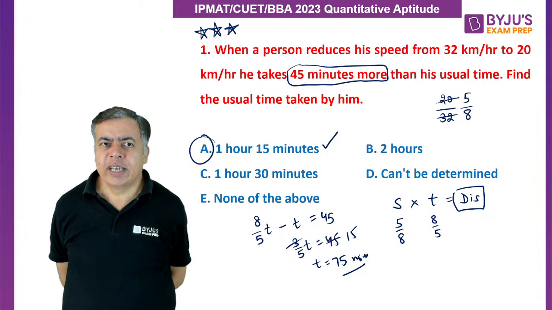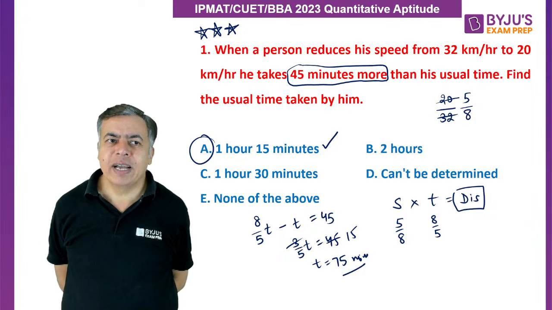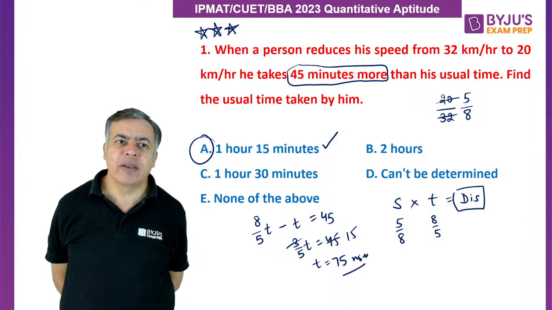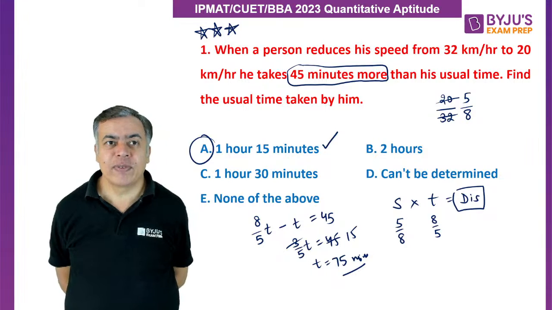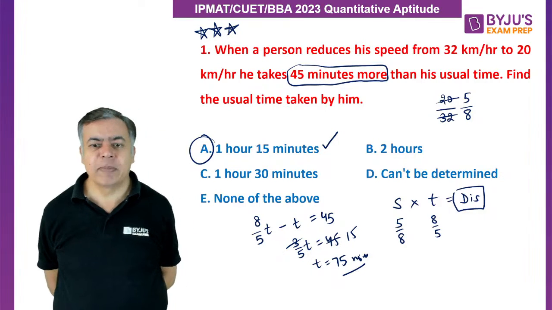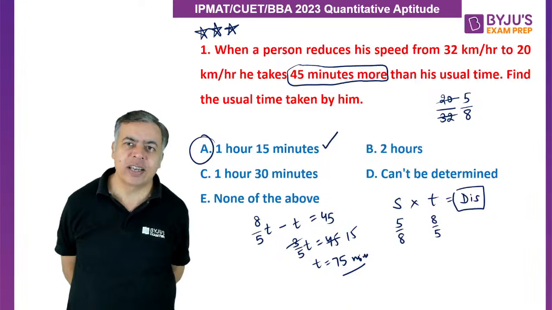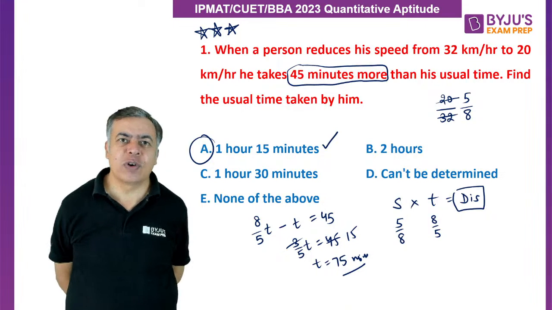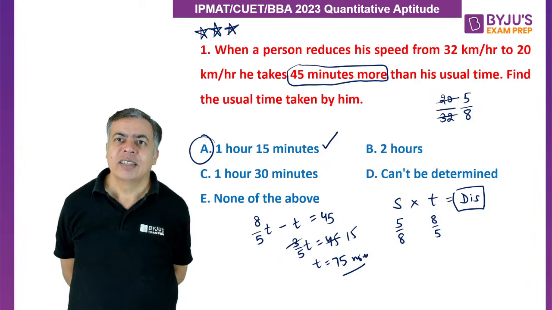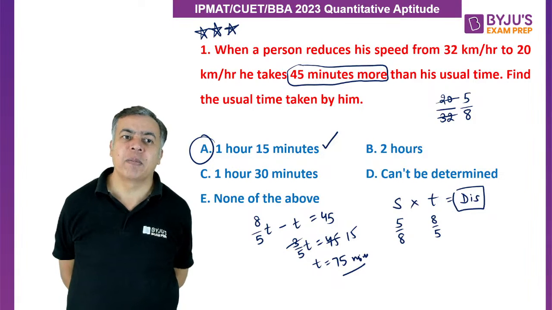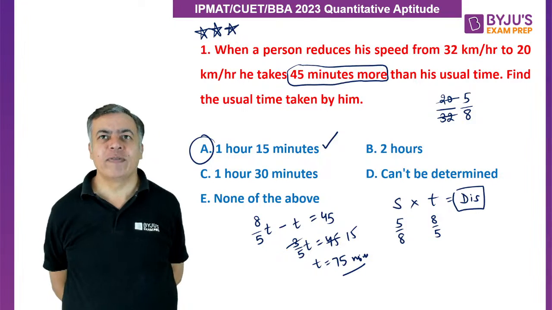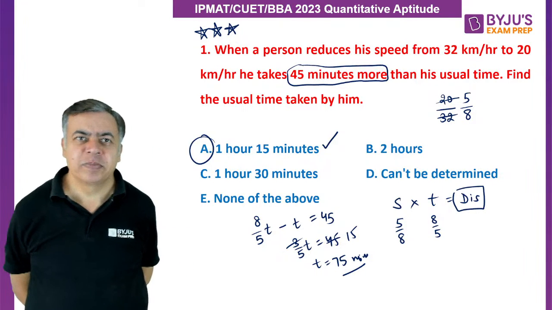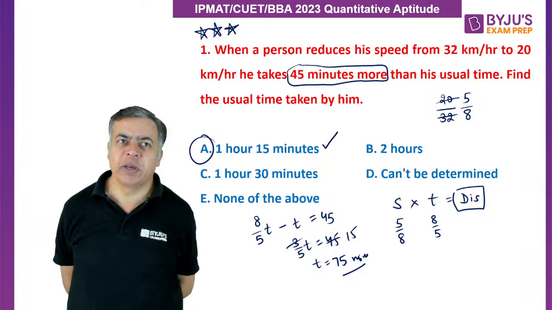So simple question है, स्पीड अगर 5 by 8 हुई तो टाइम 8 by 5 होगा, और अगर 8 by 5 होगा तो 3 by 5 एक्स्ट्रा टाइम होगा, या you can say 8 by 5 minus t, the original time. The difference is 45 minutes. It is given that the new time taken is 45 minutes more than the usual time, and the usual time so becomes 75 minutes. I hope this should be clear.